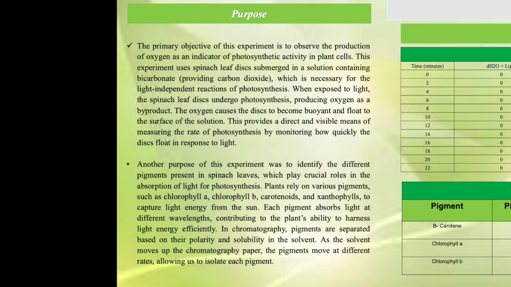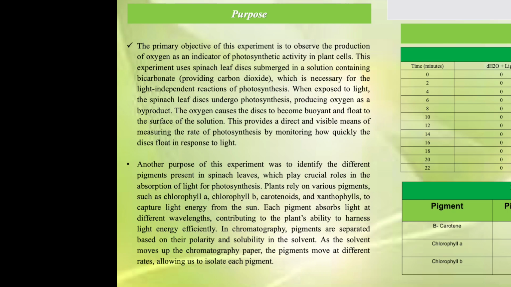When exposed to light, the spinach leaf discs undergo photosynthesis, producing oxygen as a byproduct. The oxygen causes the discs to become buoyant and float to the surface of the solution. This provides a direct and visible means of measuring the rate of photosynthesis by monitoring how quickly the discs float in response to light.